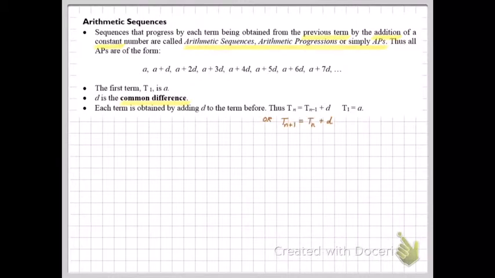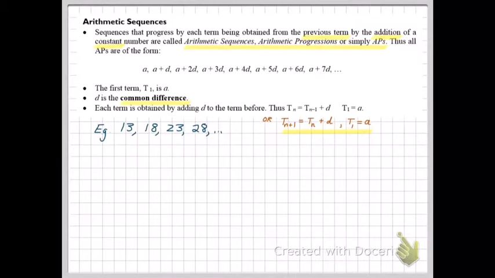So Tn equals Tn minus 1 plus D, where T1 equals A, or we can rewrite that by adding 1 to each of the index numbers. So Tn plus 1 equals Tn plus D, which is the ClassPad friendly form, where T1 equals A. Don't forget, you always need to define an initial term when you're writing a recursive rule.